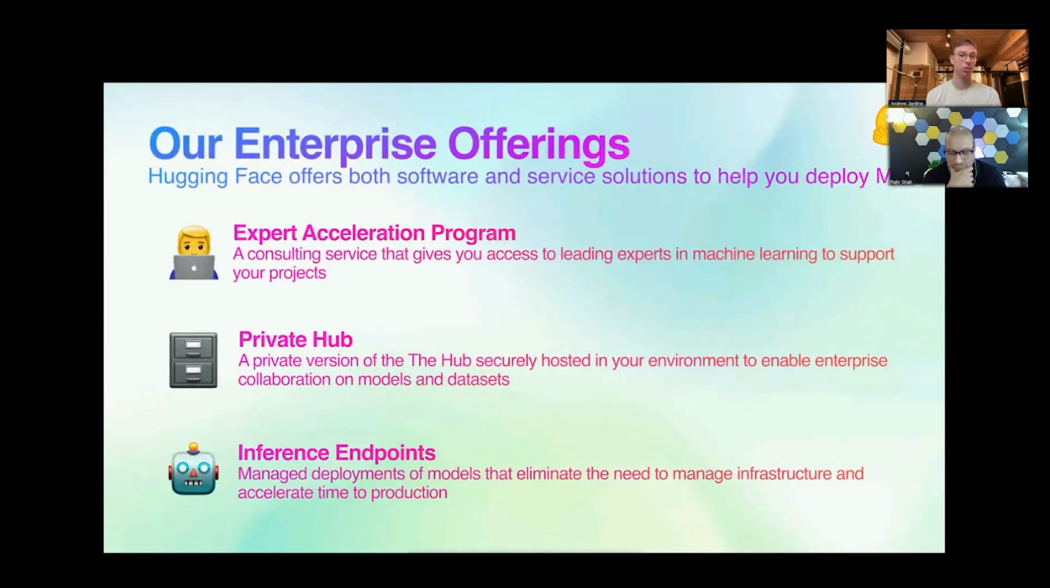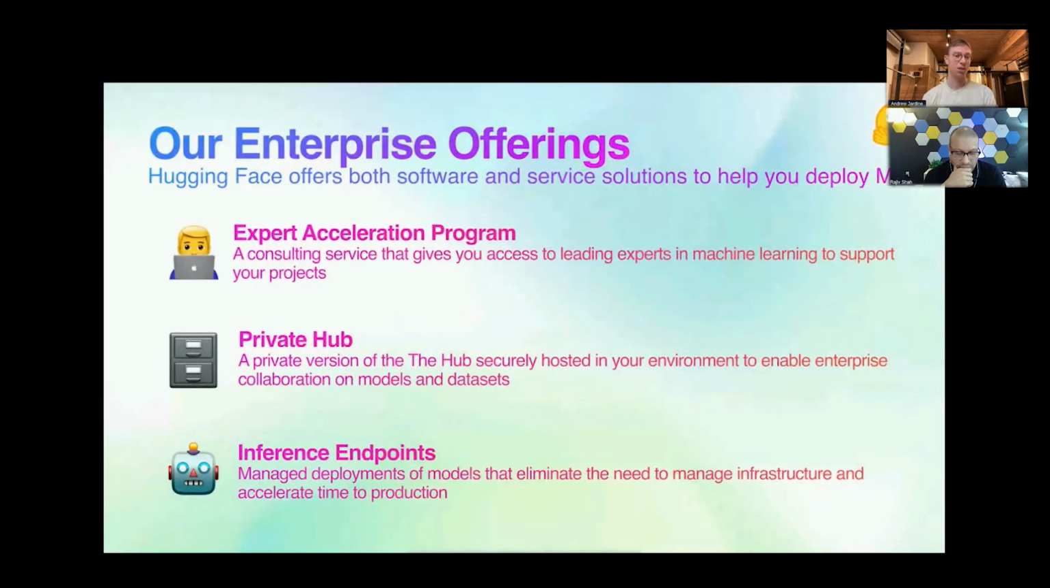So the first one is our Expert Acceleration Program. This is an expert consulting service that gives you access to the 50+ world-leading experts in different fields of machine learning at Hugging Face. So if you're working on a project and maybe it's taking you too long to determine what's the correct architecture or which model should we be using, that's the kind of thing we could help with. But also if you're maybe doing distributed training for the first time and you're not quite sure how to do that, or you're having problems with latency in your models that are actually in production, these are all areas where our experts could help you.